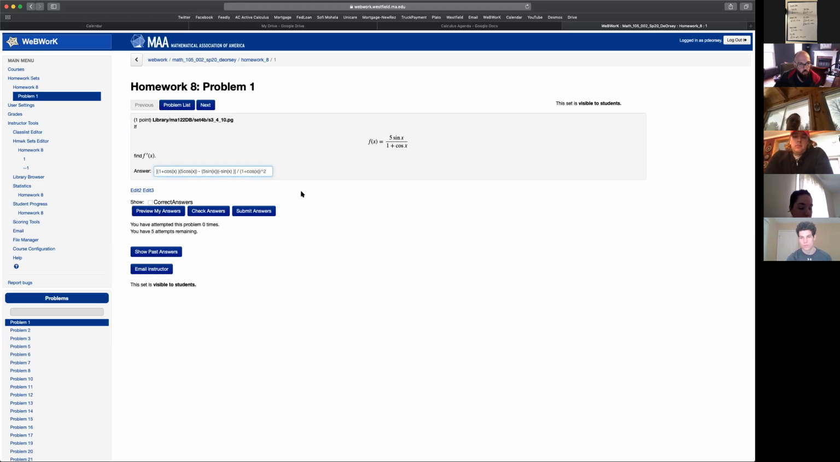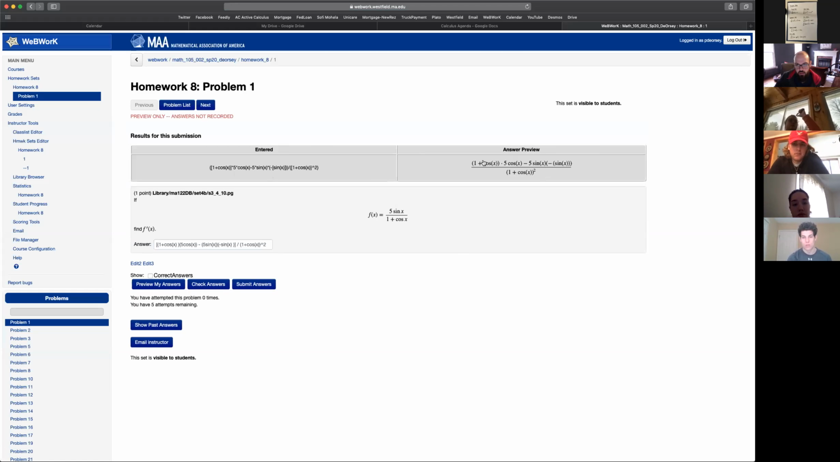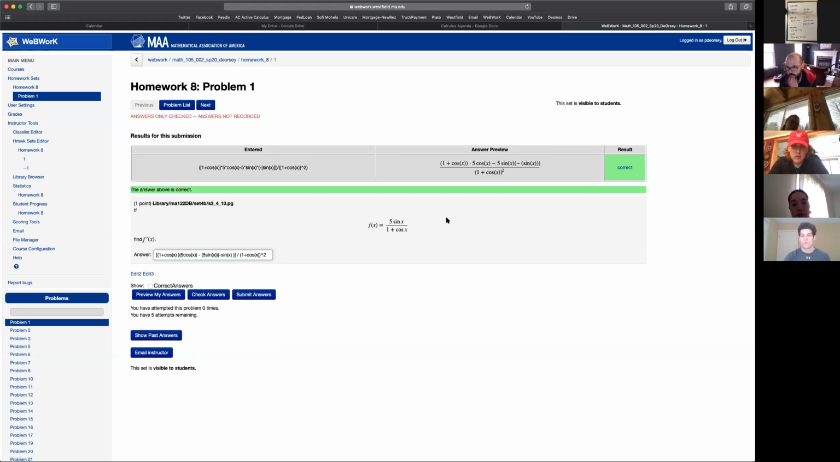So without even checking or submitting anything, I can preview, and it will show me a typeset version of this that WebWork is considering. And so I double check here, right? Low d high minus high, and then d low over low squared. And we can go ahead and check. You can see no simplification. I left it pretty much the same as it was before. And I got this one correct.